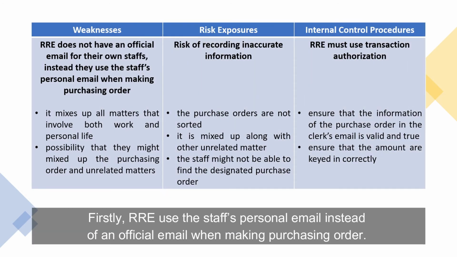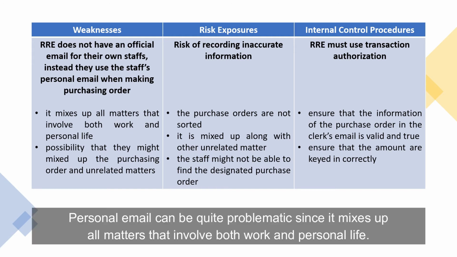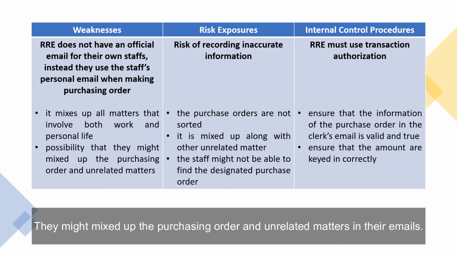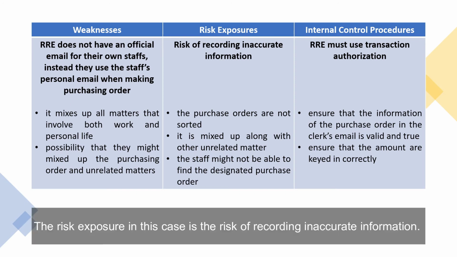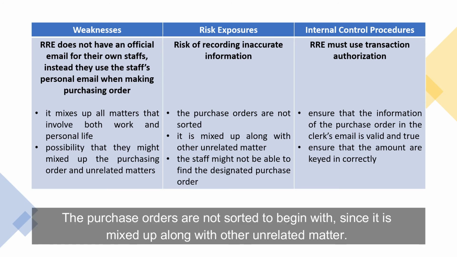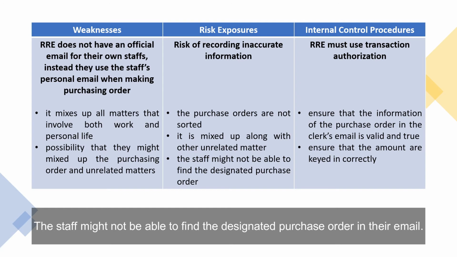Firstly, RRE uses the staff's personal email instead of an official email when making purchasing orders. Personal email can be quite problematic since it mixes up matters that involve both work and personal life. They might mix up the purchasing order and unrelated matters in their email. The risk exposure in this case is the risk of recording inaccurate information. The purchase orders are not sorted to begin with, since they are mixed up along with other unrelated matters. The staff might not be able to find the designated purchase order in their email.